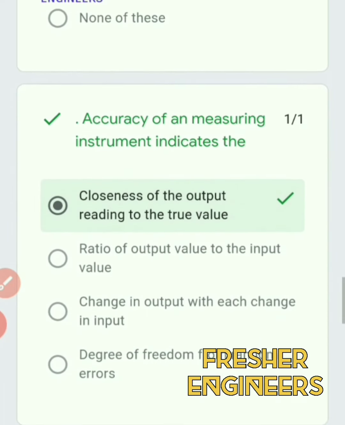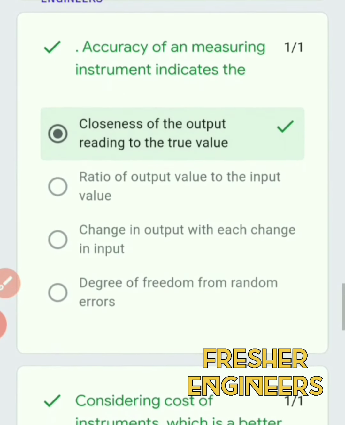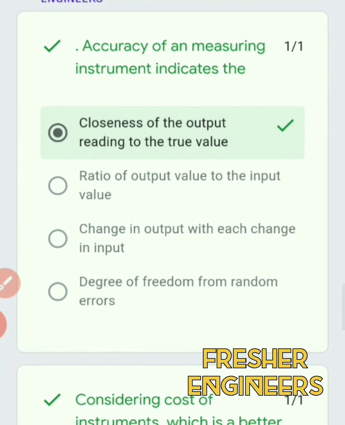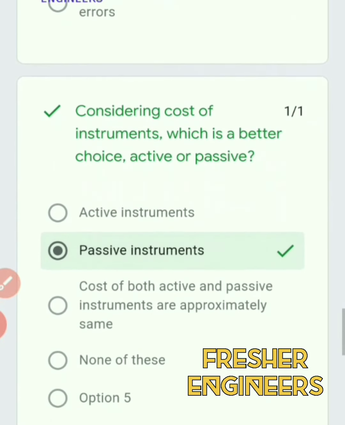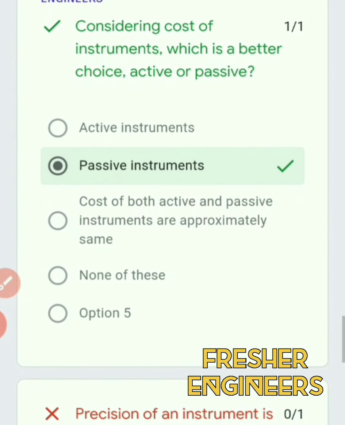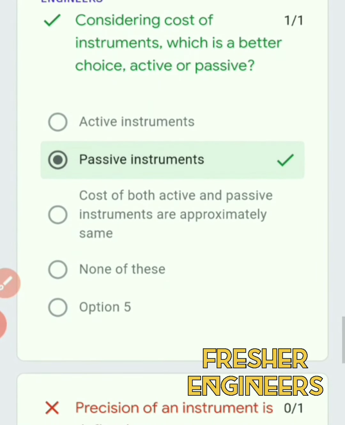Accuracy of a measuring instrument indicates the closeness of the output reading to the true value. The option A is correct. Considering cost of instruments, which is a better choice, active or passive? The correct option is B, passive instrument.